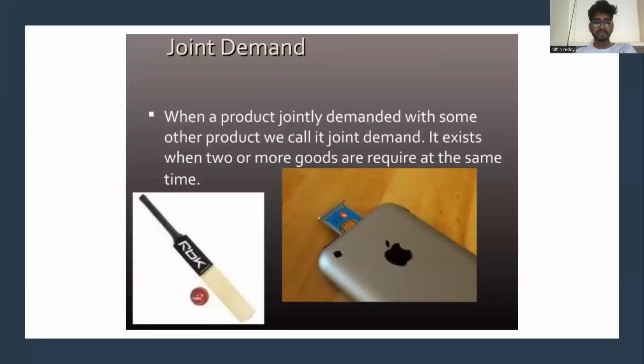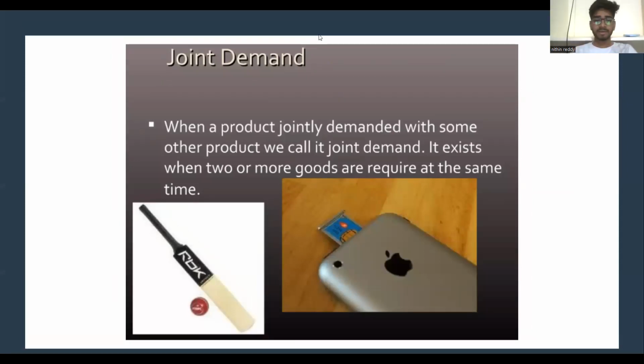Joint demand. Joint demand is when a product is jointly demanded with some other products. We call it joint demand. It exists when two or more goods are required at the same time. Here we can see in this picture, the demand of fat increases when the demand of oil also increases. And we can see in this picture the usage of phone. We can use the phone by inserting the SIM. Without inserting the SIM, we can't use the phone.